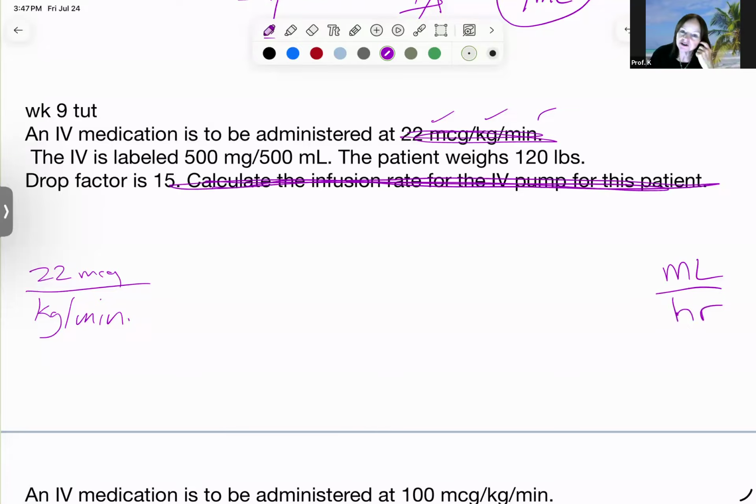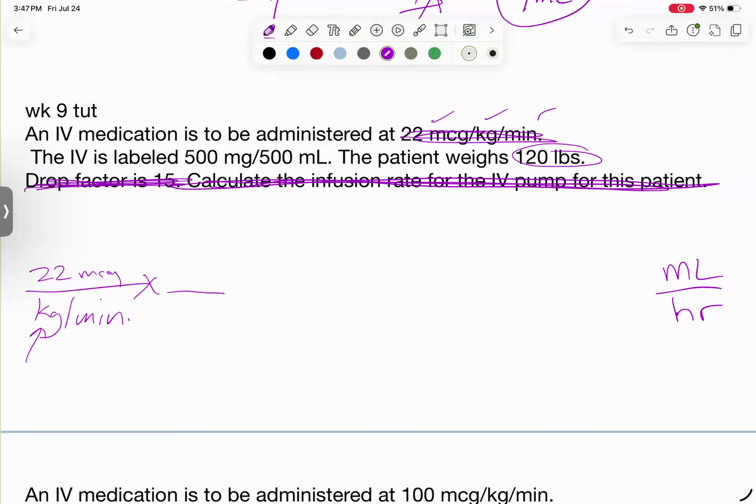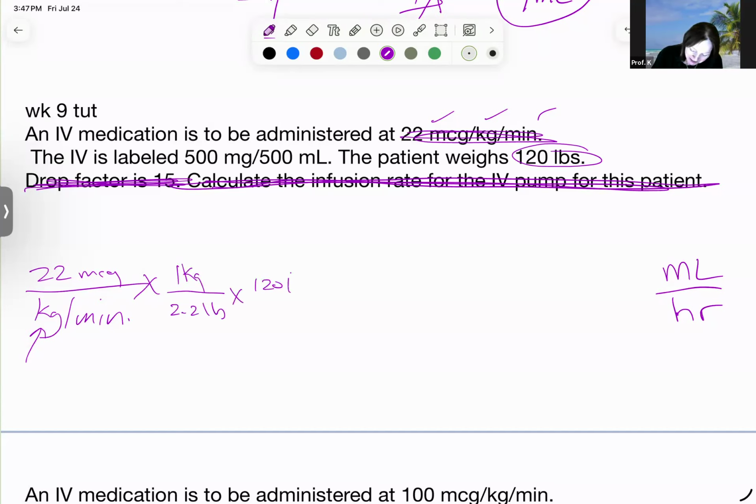So do I need the drop factor? No. Get it out of there. All right. So I have to end with just milliliters an hour. So there's my crusty kilogram. I might write that on the exam. Go do it, because I bet you won't forget now, right? 1 kilogram is 2.2 pounds, and the patient weighs 120 pounds. I do it all for the shock, just so you won't forget. All right, so I got rid of crusty kilogram.